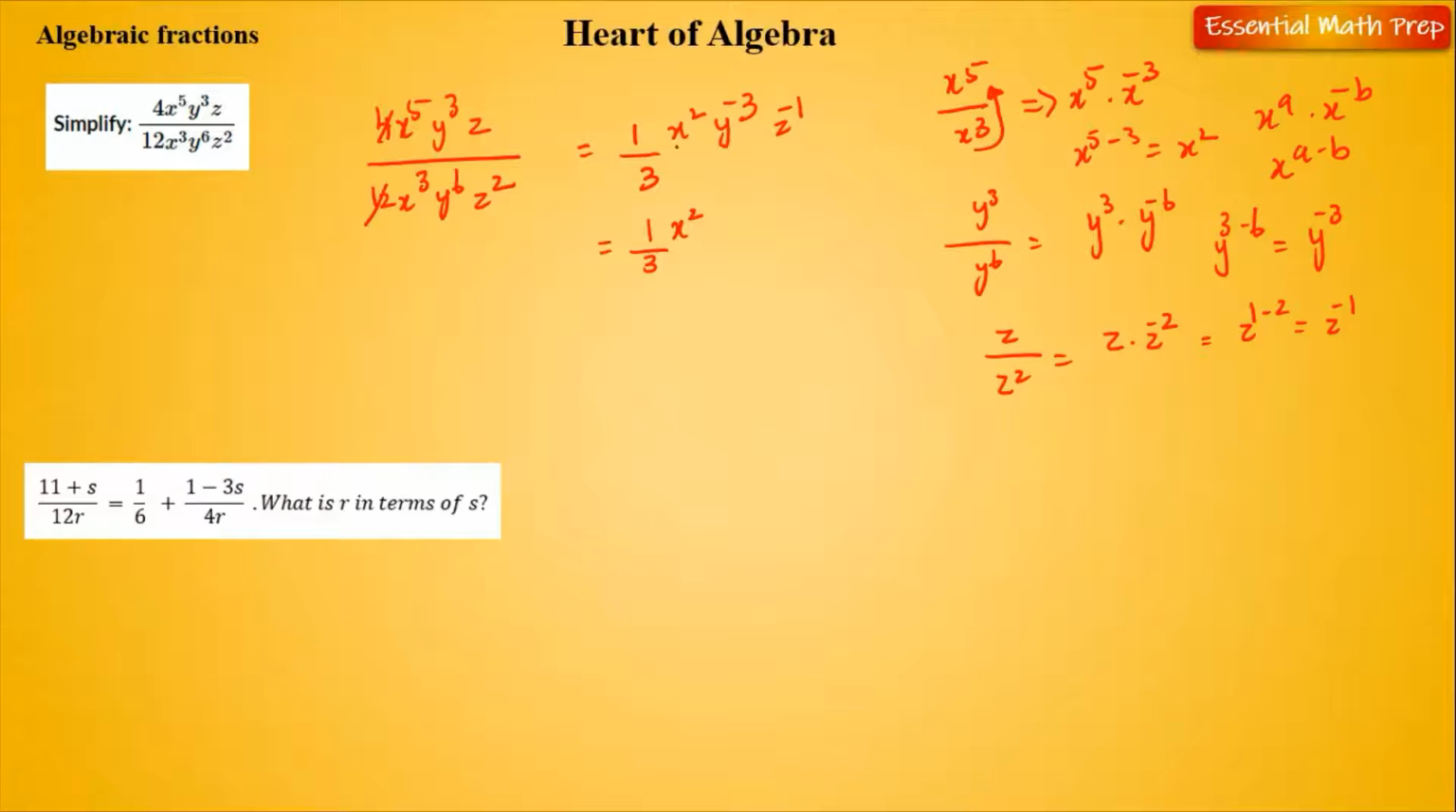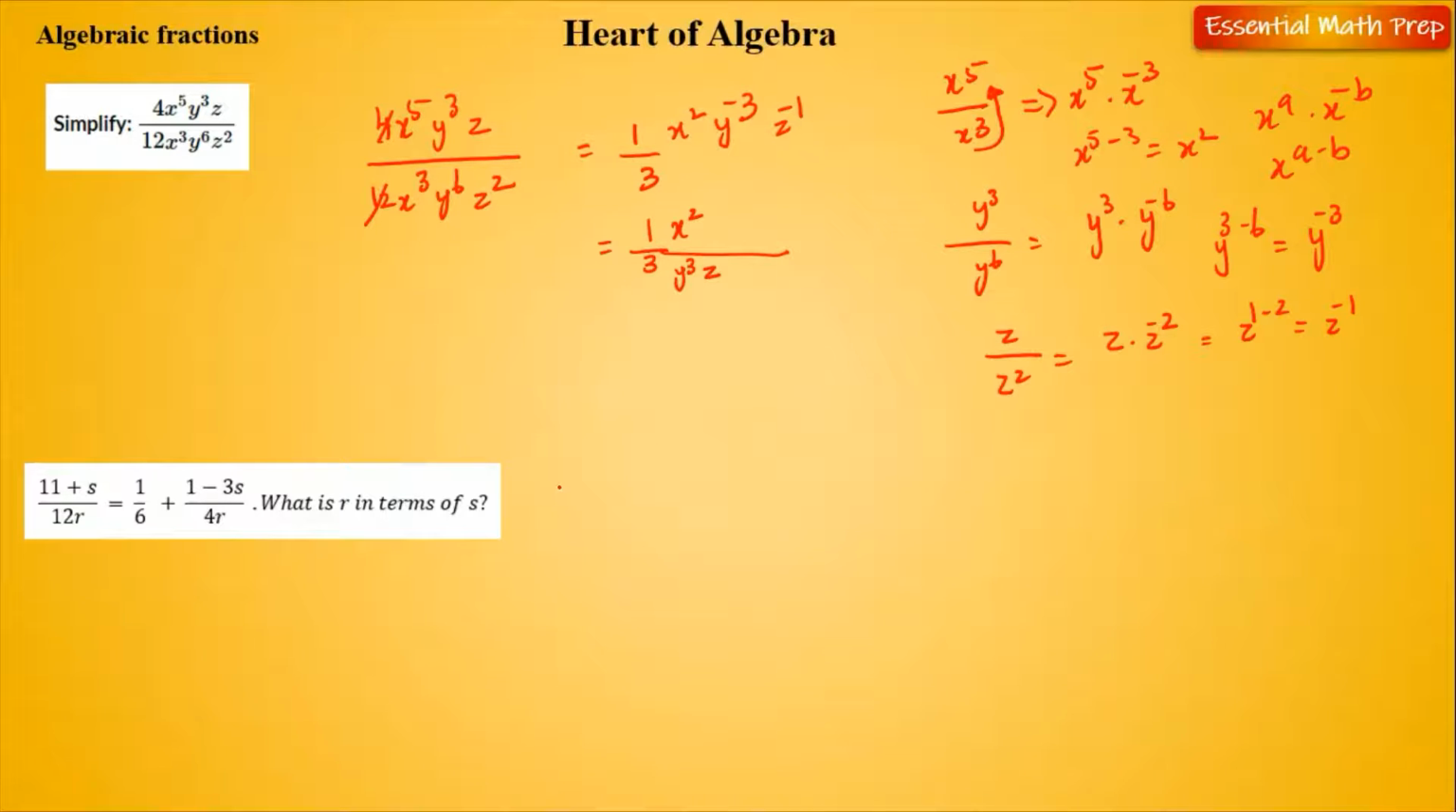You can leave the positive exponent in the numerator and bring the 2 negative exponents to the denominator. That'll be y cubed and z. That's it. Okay. Very simple, isn't it? Let's go to the next problem.